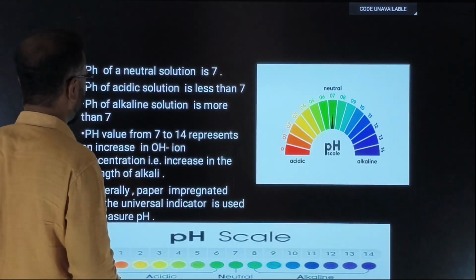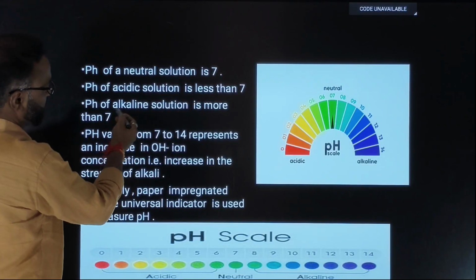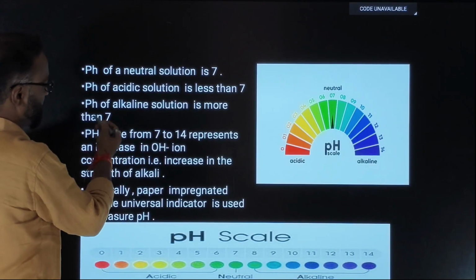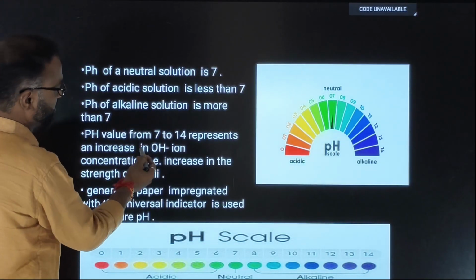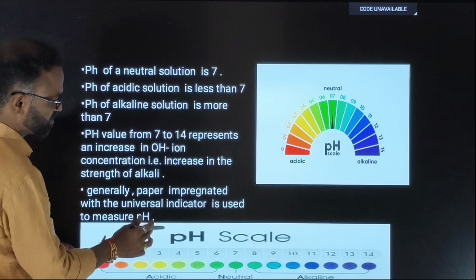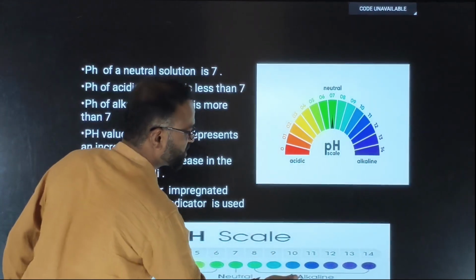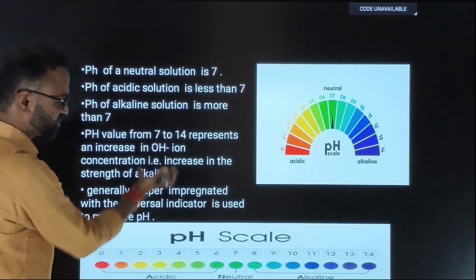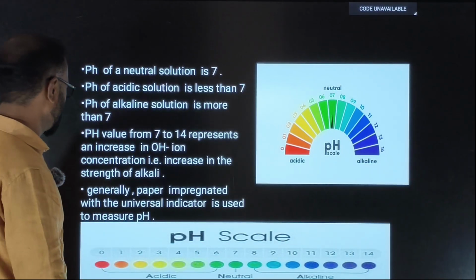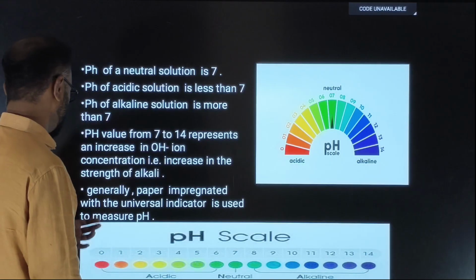That's what they tell here. pH of the neutral solution is 7. pH of the acidic solution is less than 7. pH of alkaline solution is more than 7. pH value from 7 to 14 represents an increase in the OH minus ions. Anything from 7 to 14, OH minus ions will increase. Anything from 7 to 0, H plus ions will increase. Very simple. Okay.